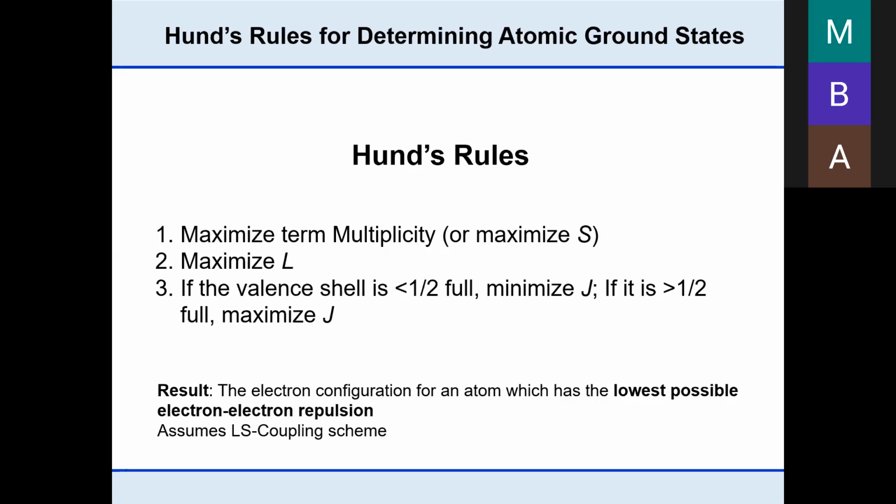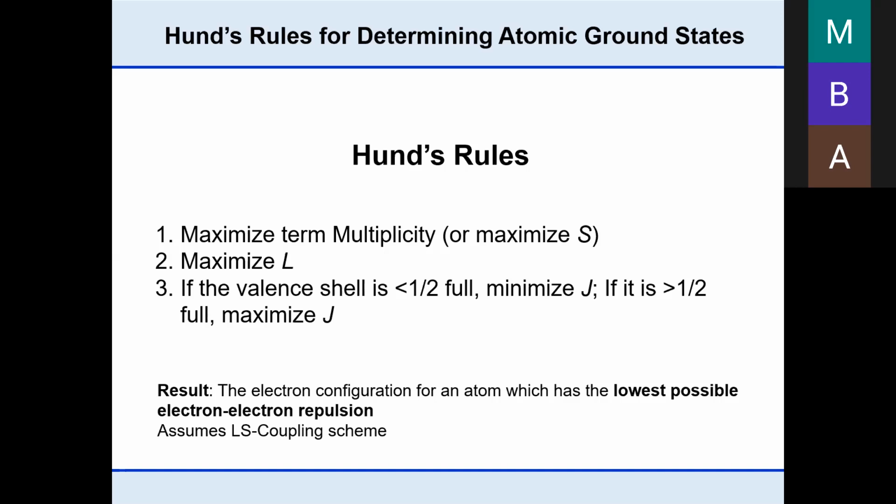Our first rule is we want to maximize our term multiplicity. What this means is our ground state electron configuration is going to have the maximal total spin quantum number that it can have. Remember, the total spin quantum number is just the sum of the individual spin contributions from all of the electrons in our atom. So we want to maximize this value.